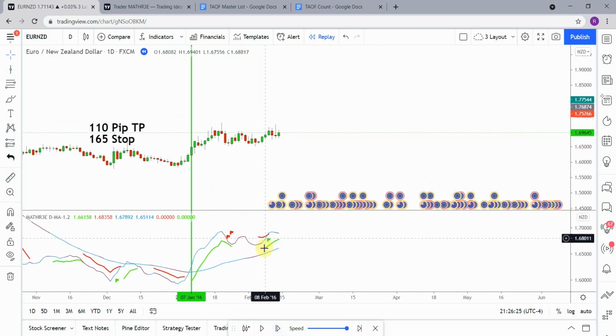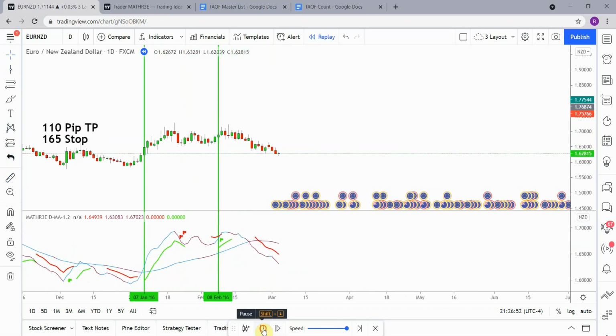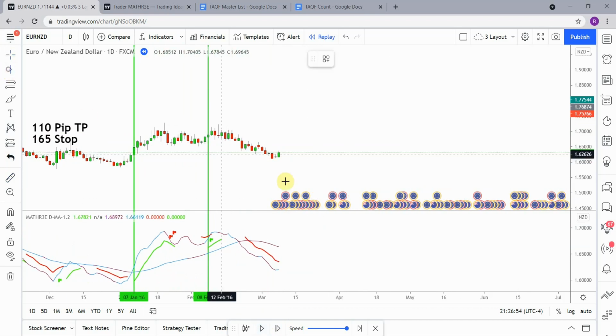Now if we get a continuation like this right here, you can see that the broken green line pops up right there. You can see that the faster of the two lines is actually above, and so we meet all the criteria that we're looking for there, and it looks like we get to take profit again. And so that is the basic setup here.